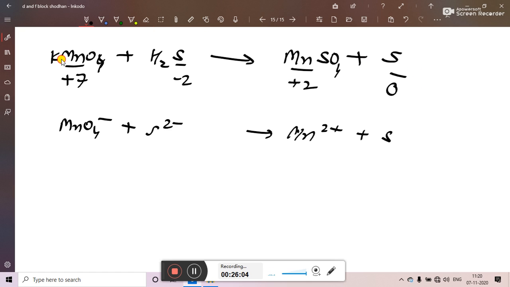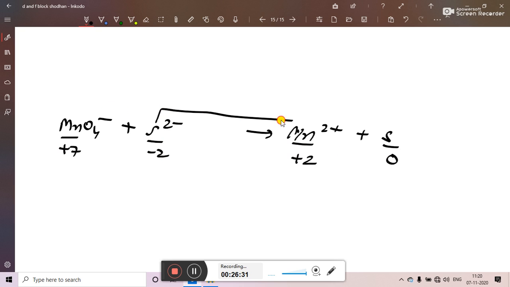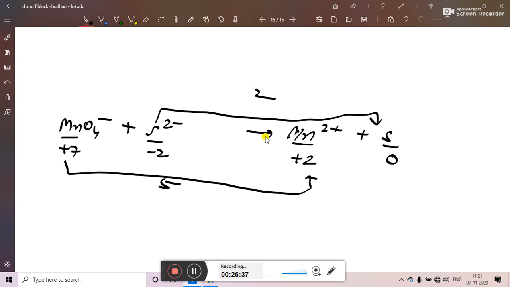So we have to balance this equation. So how can we balance this equation? MnO4 minus of KMnO4 reacts with sulfide ion of H2S to form Mn2 plus and sulfur. So here the oxidation number of Mn is plus 7, oxidation of sulfur is minus 2, oxidation state of manganese is plus 2, and oxidation state of sulfur is 0. So sulfur undergoes oxidation by 2, Mn undergoes reduction by 5. So this we have to multiply with 5 and this we have to multiply with 2. So it will become 2 MnO4 minus plus 5 S2 minus gives 2 Mn2 plus 5 sulfur.